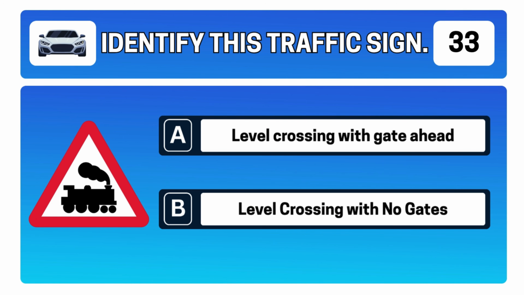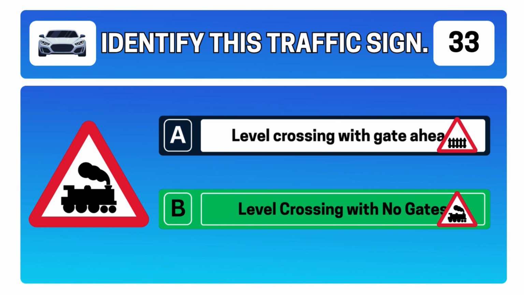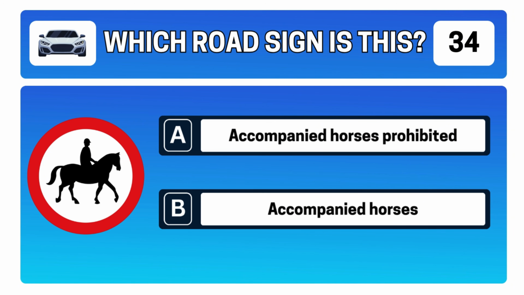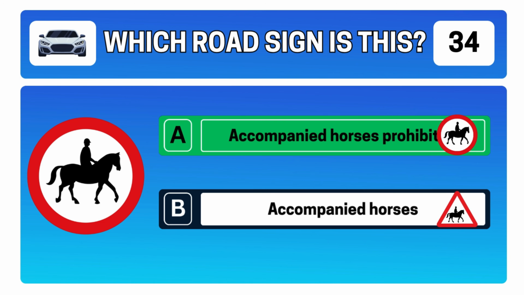Identify this traffic sign. A. Level crossing with gate ahead. B. Level crossing with no gates. Exactly. It is the level crossing with no gates sign. Which road sign is this? A. Accompanied horses prohibited. B. Accompanied horses. Well spotted. It is the accompanied horses prohibited sign.